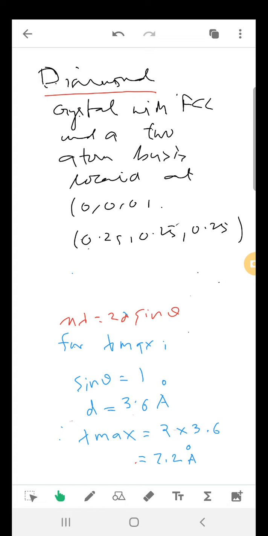And so if somebody tells you to find the maximum wavelength possible, what you will do is, for maximum wavelength, you need to put sine theta equal to 1, so that makes lambda equal to max. So putting sine theta equal to 1, and it is given that the interplanar spacing is 3.6, lambda is equal to 2 into 3.6, that is 7.2 Armstrongs.